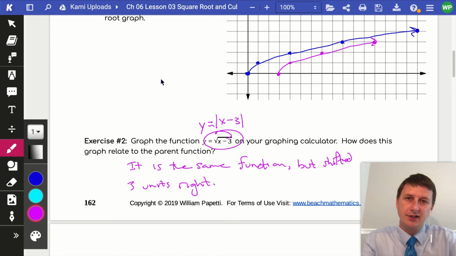So this is just the beginning of our square root and cube root functions and how they shift. So if this video is helpful in showing that a square root function is similar to an absolute value function in terms of its shifting and transformations, give this video a thumbs up and go on to exercise number 3.